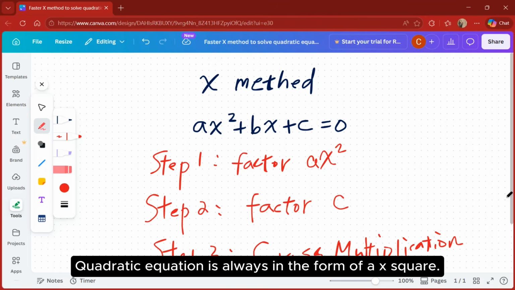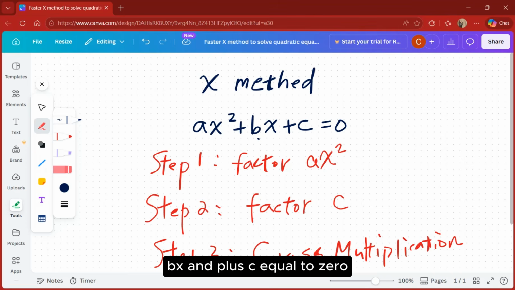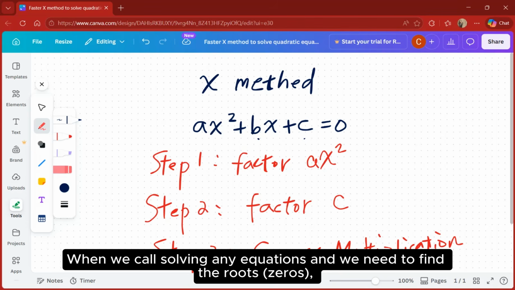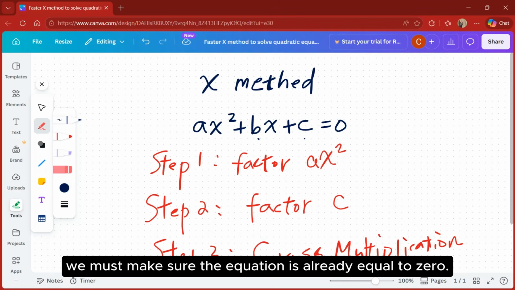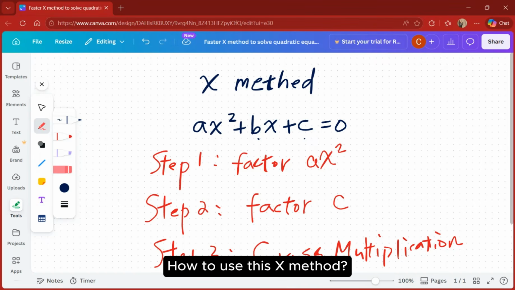A quadratic equation is always in the form of ax squared plus bx plus c equal to 0. When we talk about solving the equation, we need to find the roots. We must make sure the equation is already equal to 0. How to use this X method?